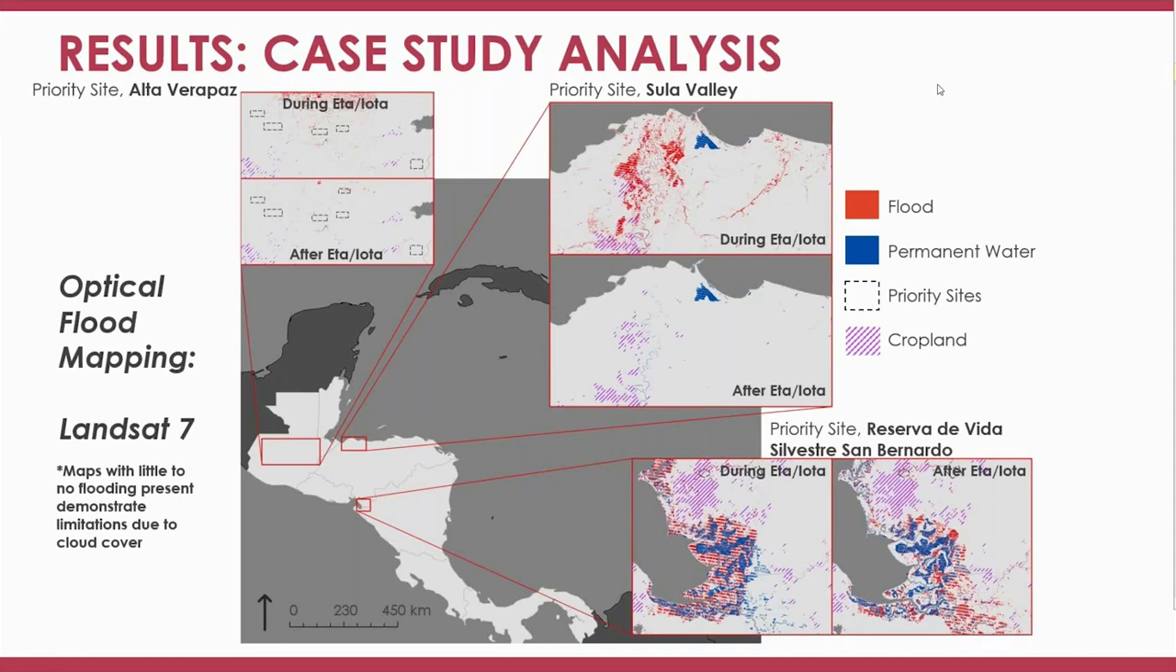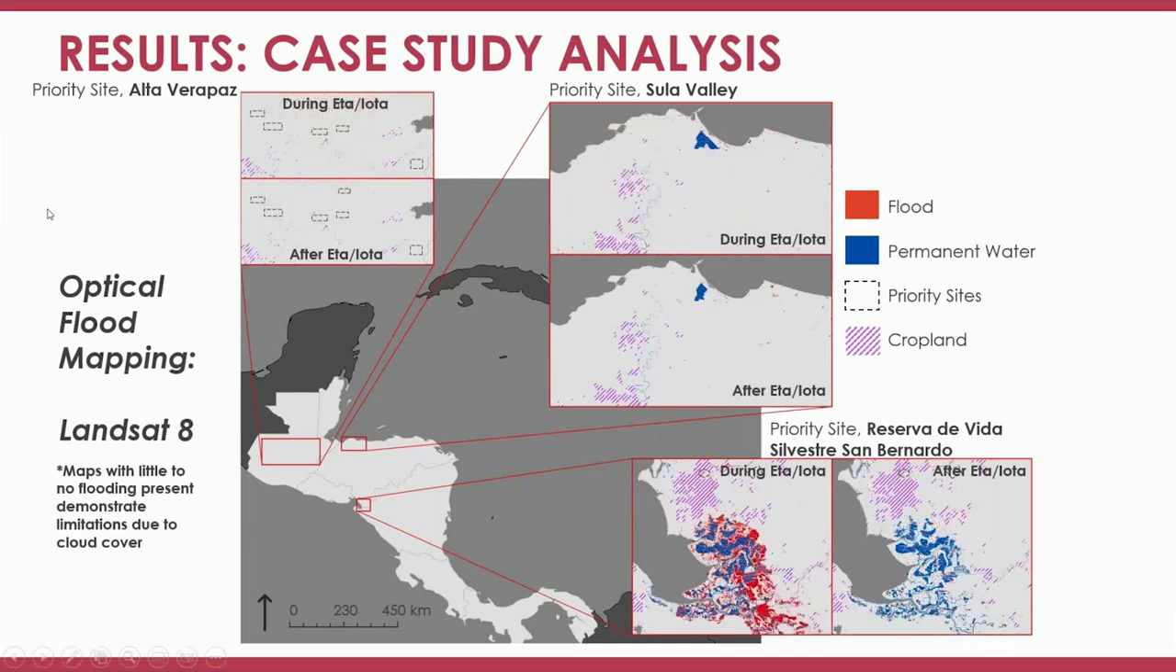And we looked at various land cover types, including cropland, forest, and built-up areas when examining our optical and SAR flood map results. And as you can see here again, moving clockwise through these different results, we see a lack of flood detection in, for instance, a priority site, the Sula Valley, in the after Eta and Iota map there. We don't see any sort of flood detection, and again, that is most likely due to cloud cover rather than there being no flood during this part of the hurricanes or following the hurricanes, Eta and Iota.